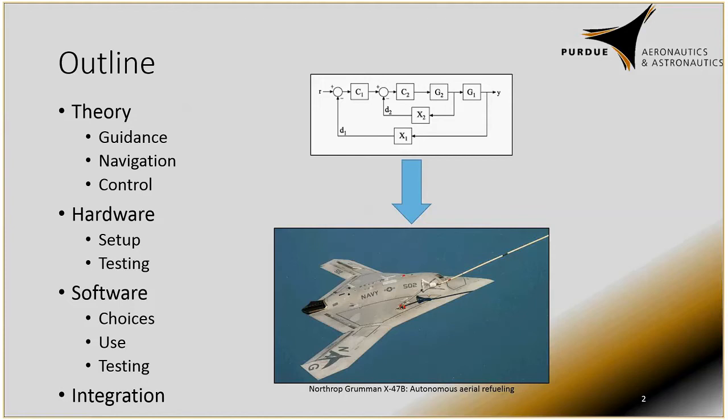Then move to the hardware, what you'll all be working with in the aircraft, and then the software, the ground control station side, and how to put that all together with integration. The picture at the top here is a standard block diagram look at how autopilots generally work, and we'll talk about this a little bit more.